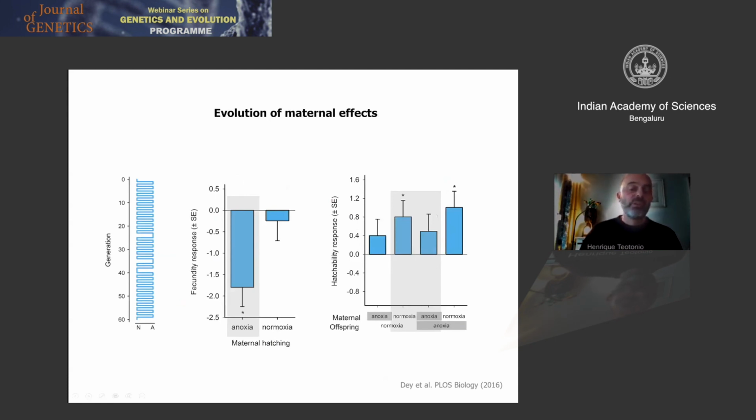Interestingly, this response comes at the expense of the fitness of the mothers, if you can say so. In particular, the fecundity of mothers when they've hatched in anoxia is greatly reduced. So you can have the evolution of maternal effects even at the cost of the mothers.